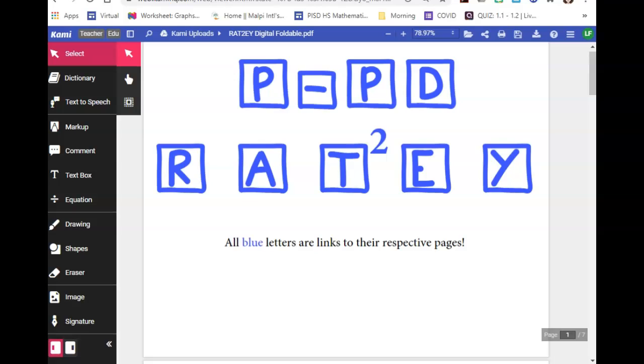Okay, so today we are going to do what should be a foldable for us for graphing rationals, but those are a little bit difficult to do when I can't give you paper. So I did my best to create a digital foldable.